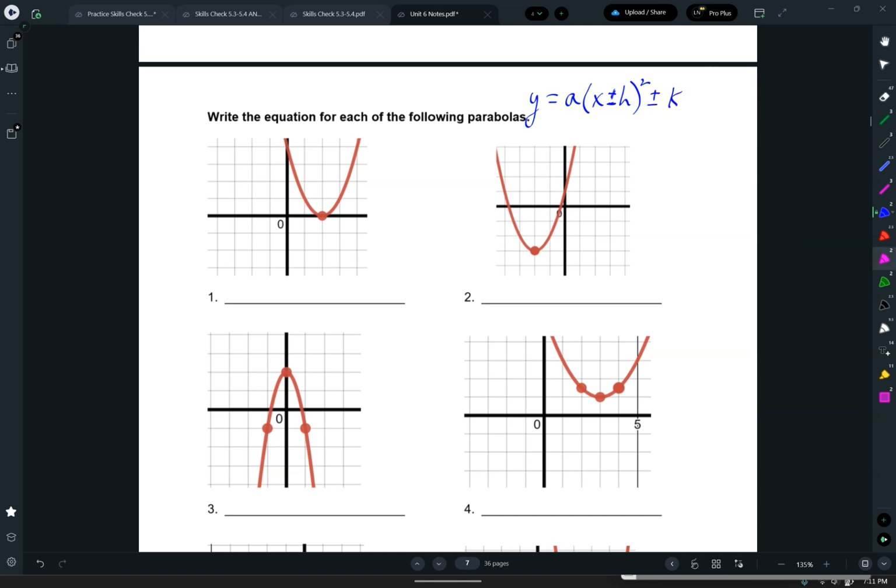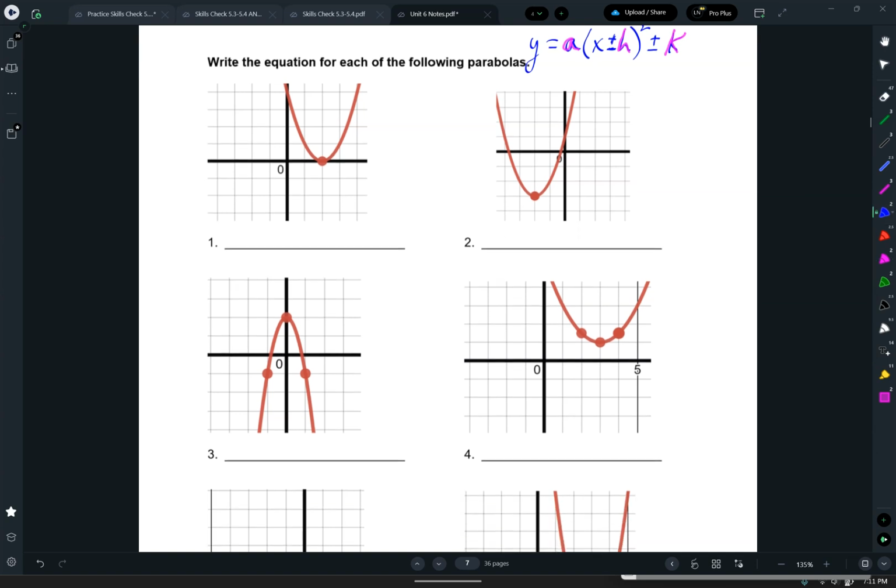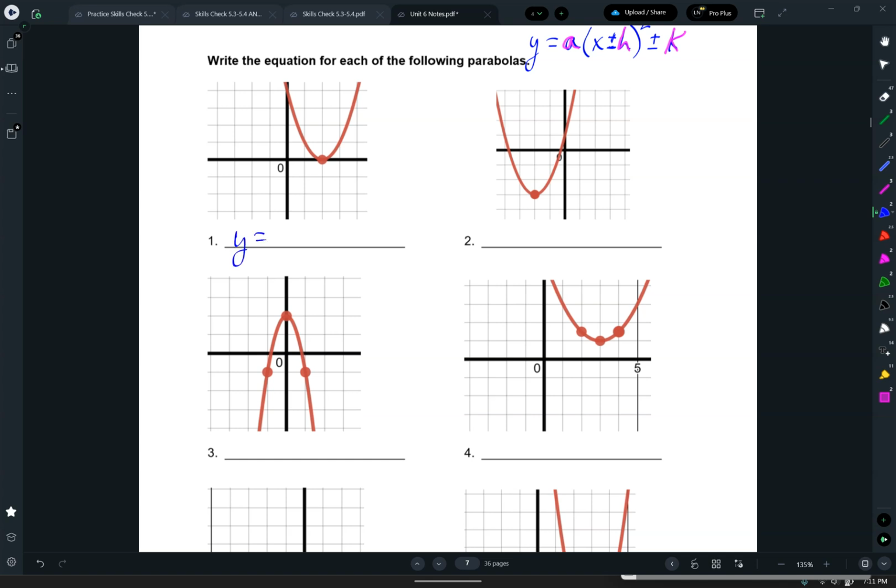So remember, I have to consider, should there be a number out here in front where the a is? Should there be a number right here for the h? And should there be a number right here for the k? Okay, so when I look at number 1, I'm going to say y equals, it's opening up, so I know it's positive out in front.